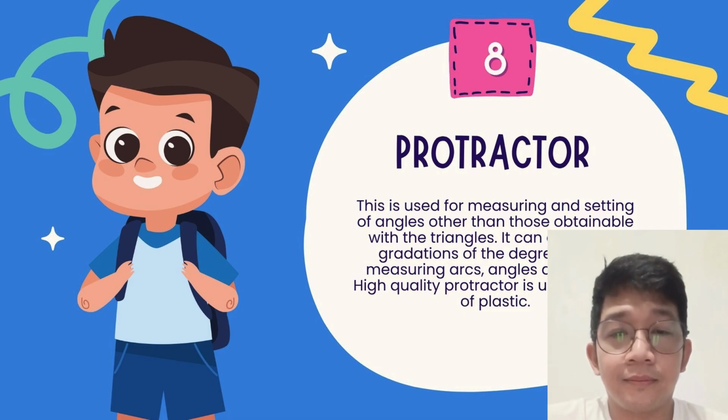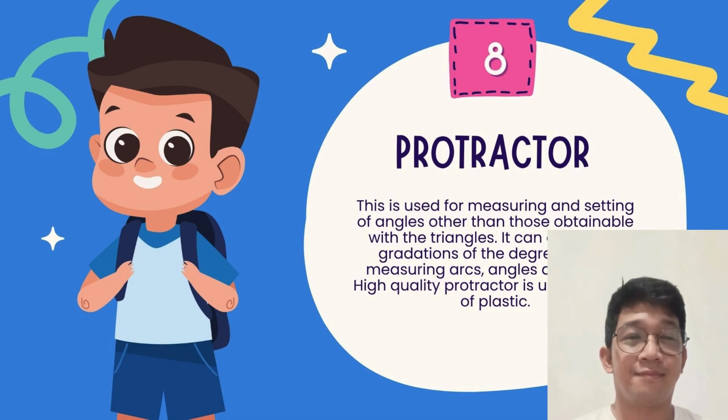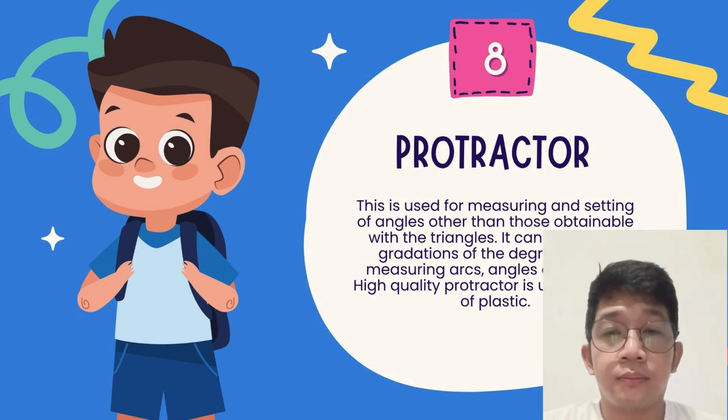Protractor. This is used for measuring and setting of angles other than those obtainable with the triangles. It can determine gradations of the degrees when measuring arcs, angles and circles. A high-quality protractor is usually made of plastic.